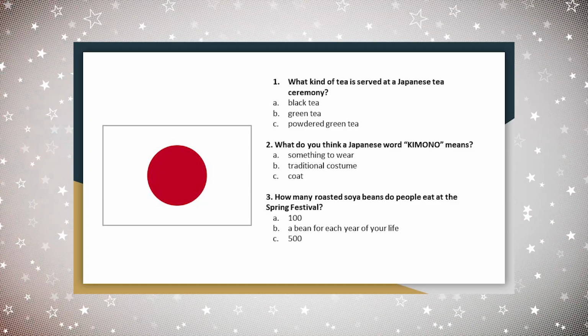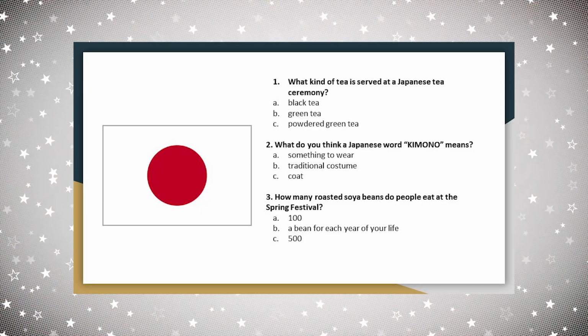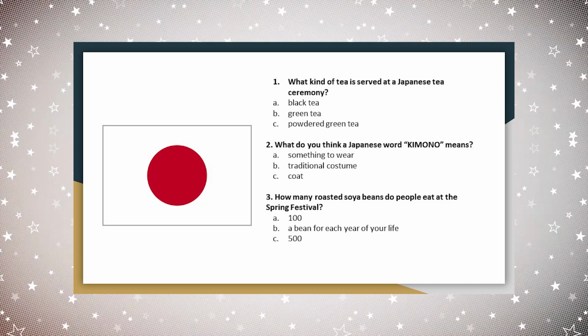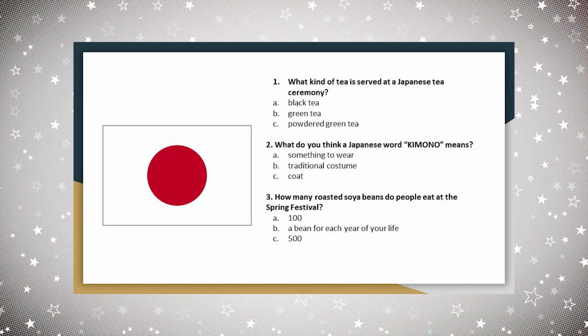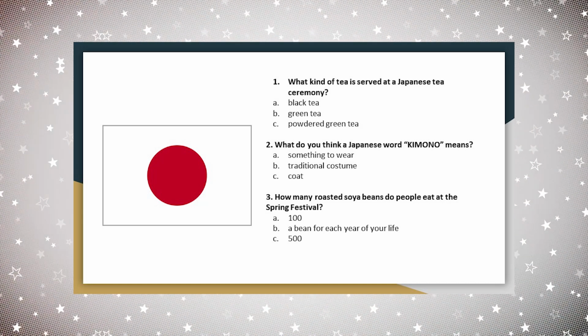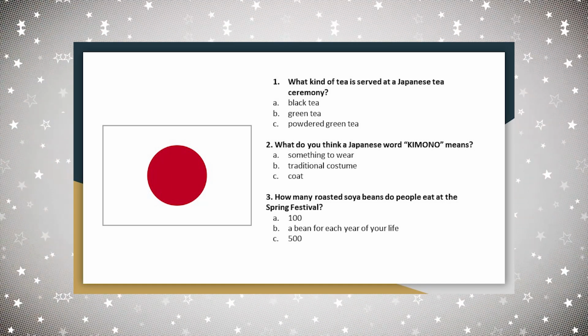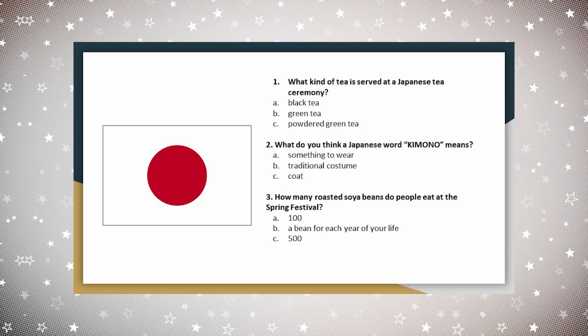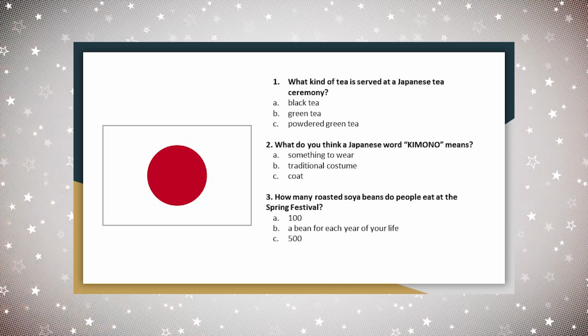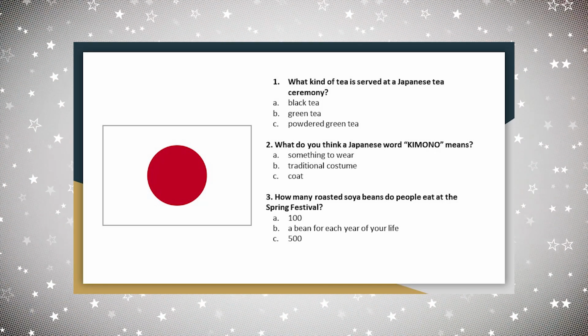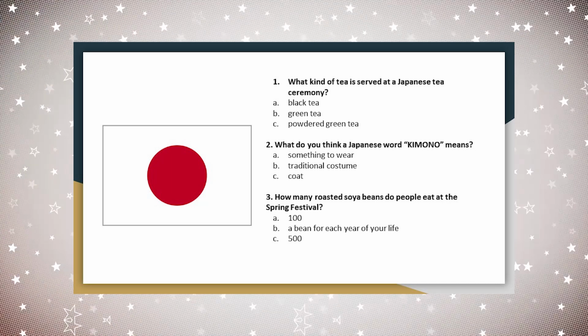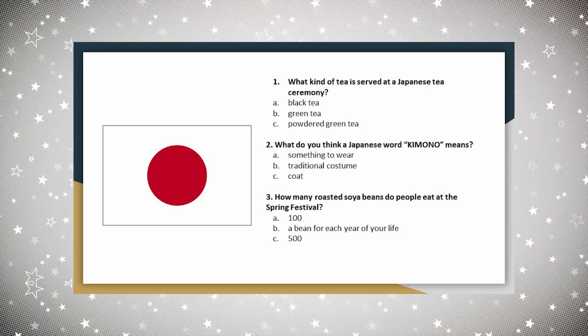So what kind of tea is served at a Japanese tea ceremony? Який чай подається на японській традиційній церемонії? Black tea, green tea, powdered green tea. Чорний, зелений або зелений чай в порошку, такий спеціальний.